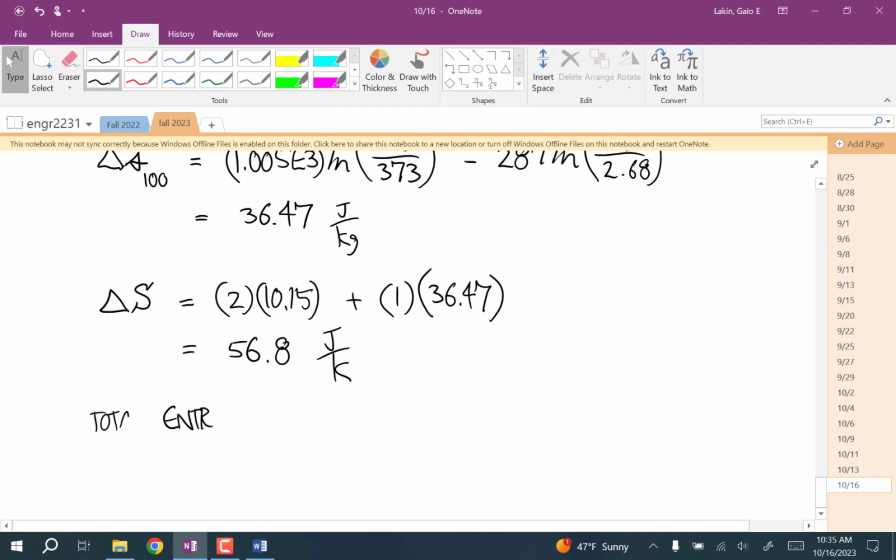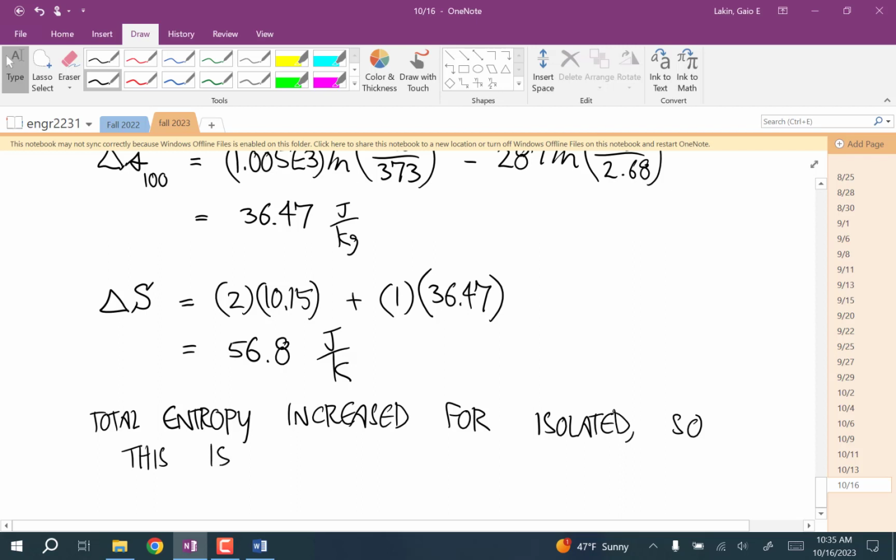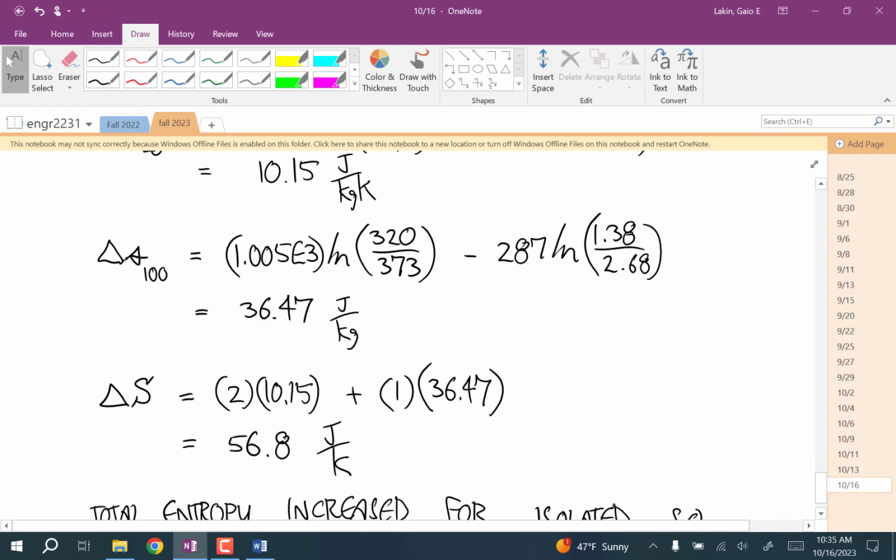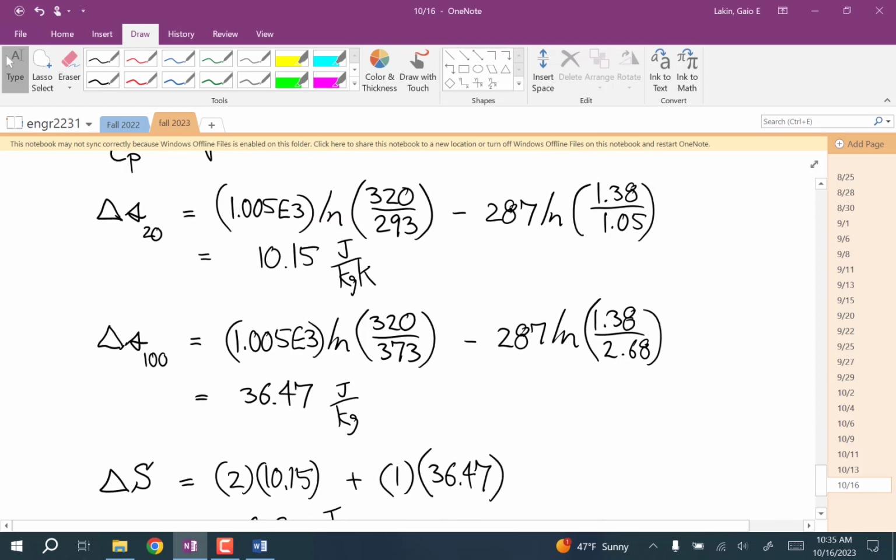The total entropy increased for an isolated system. So this is possible. So what happens if you take the other direction? Yeah, everything would just be negative.